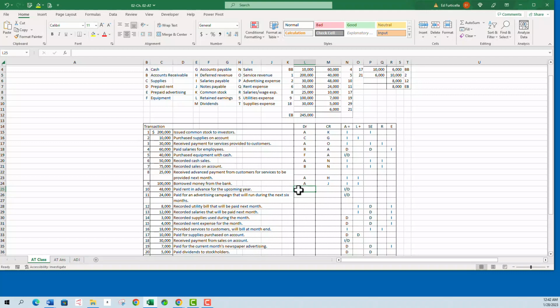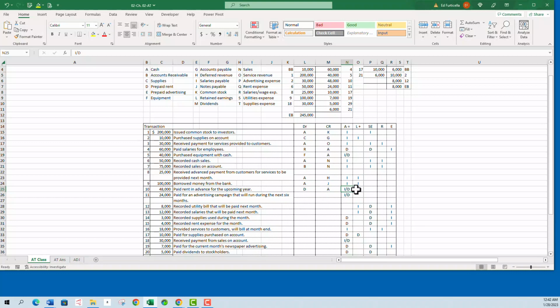The asset prepaid rent is increasing while the asset cash is decreasing. So what we'll do here is we're going to debit letter D for prepaid rent, and we're going to credit cash. Now in the accounting equation, you see that we have an I and a D in assets because we have one asset going up, prepaid rent, and another asset going down, cash.